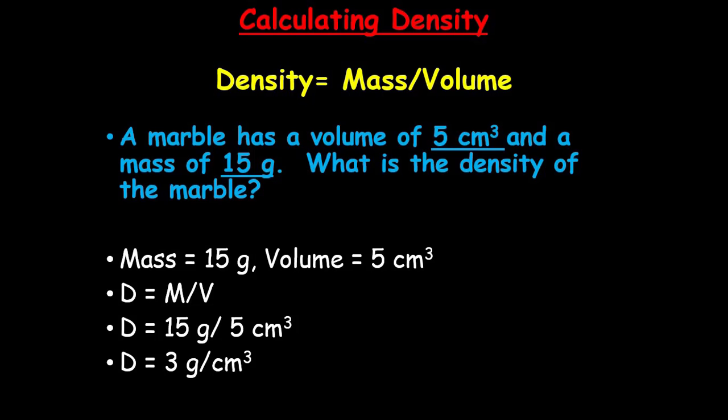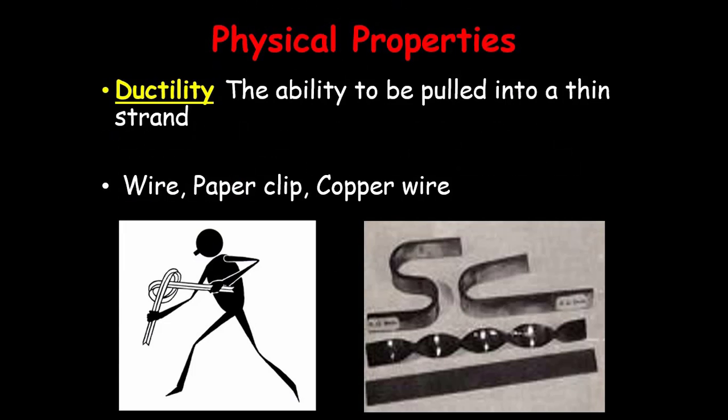So as we can see here, if I have a problem like this, I'm asking you, a marble has a volume of 5 cubic centimeters and a mass of 15 grams. What is the density of the marble? I already have here the volume, which is 5 cubic centimeters, and the mass, which is 15 grams. So to calculate it, I must follow the rule which says mass over volume. So the density will be 15 over 5 equals 3 grams per cubic centimeter.